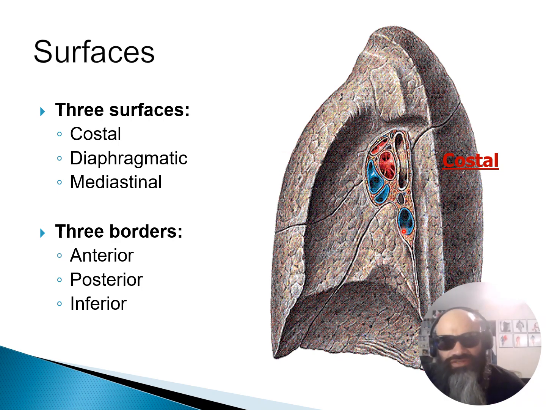There are three surfaces. We have your costal, which corresponds to your costal cartilage, your rib cage, thoracic cavity. The mediastinal portion contains all the mediastinal structures such as the heart, and the diaphragmatic portion is this outline right here where the diaphragm is located. You can see here, this is where all those structures go through, your pulmonary artery and pulmonary vein. There are three borders: anterior, posterior, and inferior.